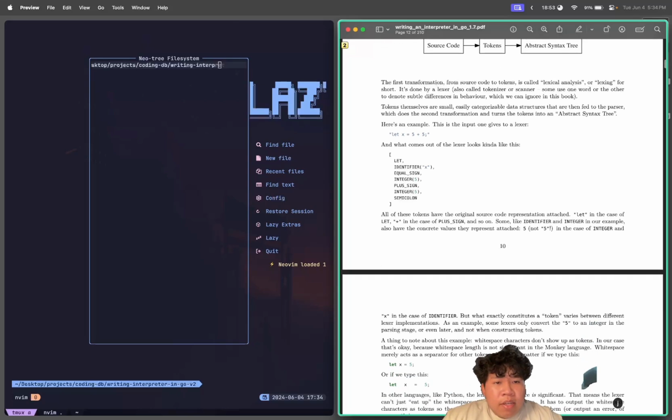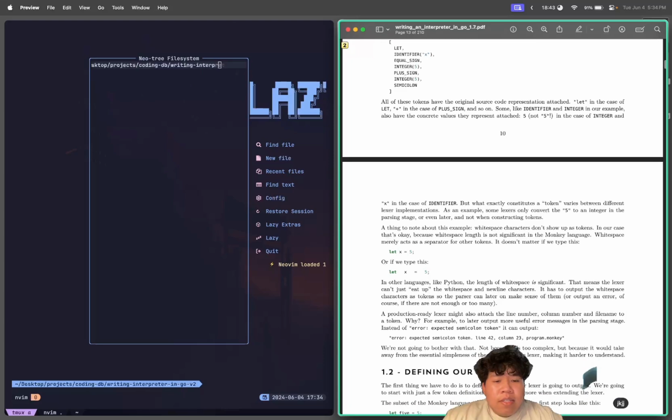Here's an example. This input is given to a lexer, and what comes out of the lexer looks kind of like this. Makes sense? All of these tokens have the original source code representation attached: let in this case, plus sign, and so on. Some, like identifier and integer in our example, also have concrete values attached. They represent 5, not the character 5, in the case of integer, and x in the case of identifier.